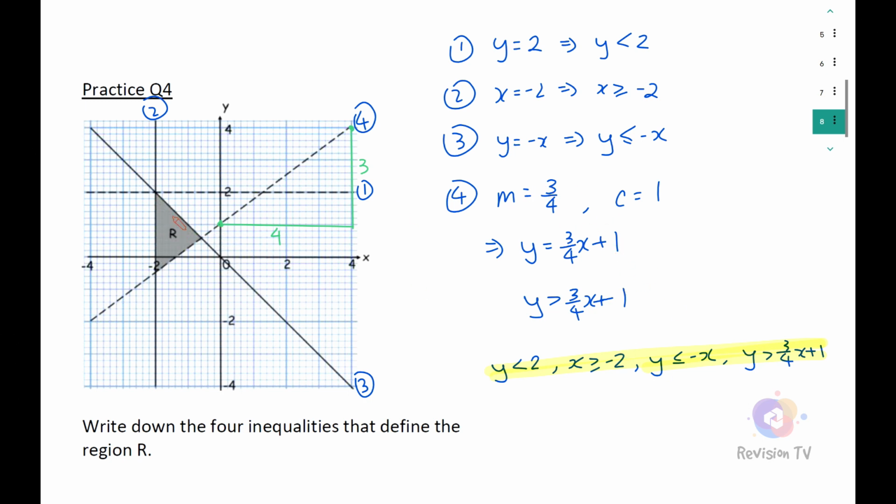Alright. So in terms of region R, R is above this dotted line. So above means y has to be greater than 3/4 x plus 1. This is sort of the hardest bit about inequalities on graph. Okay, so I hope you understand a bit more about inequalities on graph.